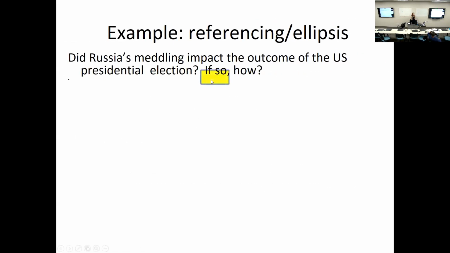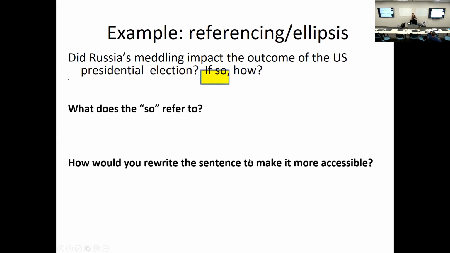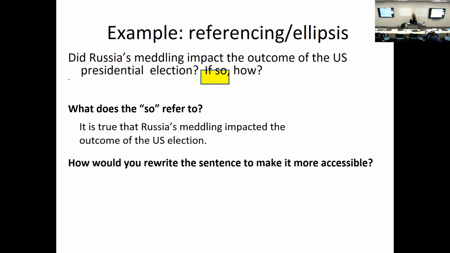The if so is where the issue is. Because what does that actually represent? What does the so refer to? An affirmative answer to the question. Yes. And an affirmative answer to the question, which is actually, the so is, if it is true that Russia's meddling impacted the outcome of the US election, right? So it's a lot.